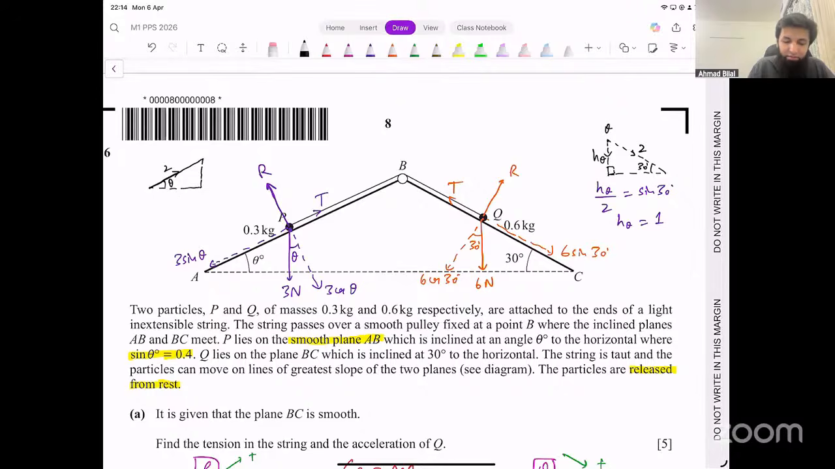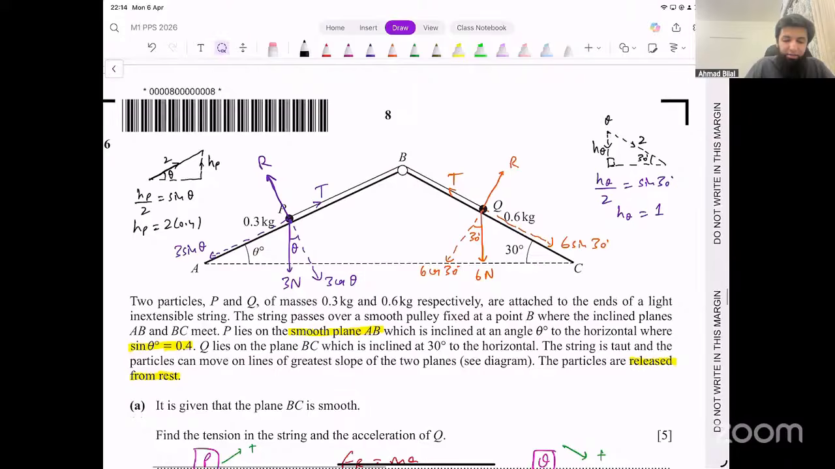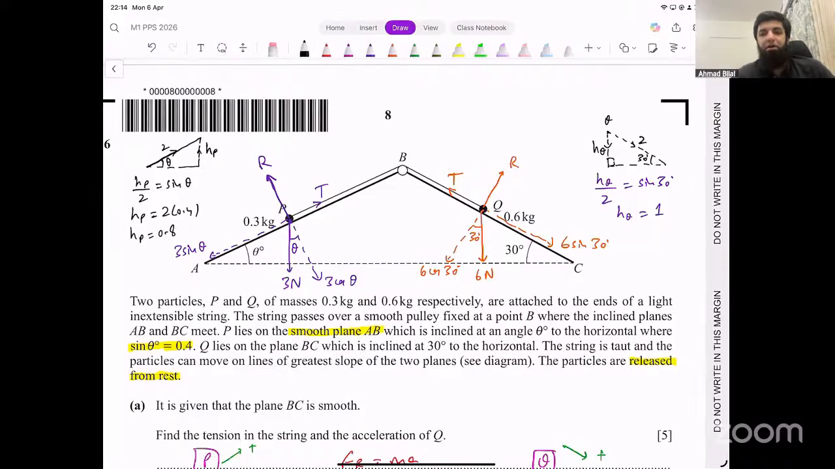What about the change in height? This angle is theta. Let's call this HP. It will turn out to be HP over 2 equal to sine theta. Now, they gave us that the value of sine theta is 0.4. So HP equals 2 into 0.4. HP turns out to be 0.8. That's the change in height for particle P. Okay, we found the change in height for both of them.